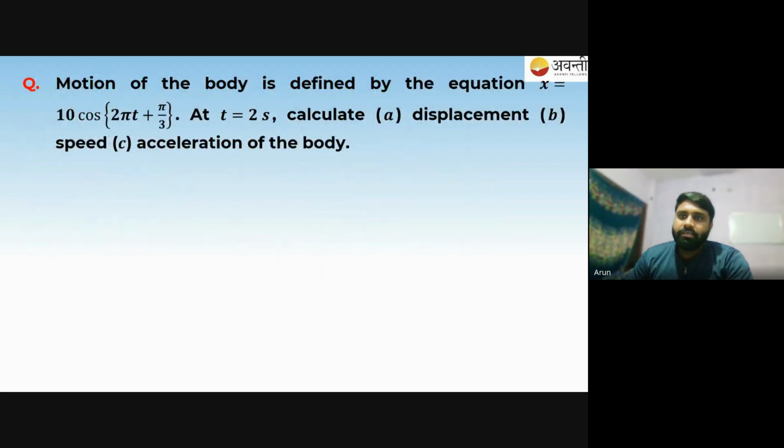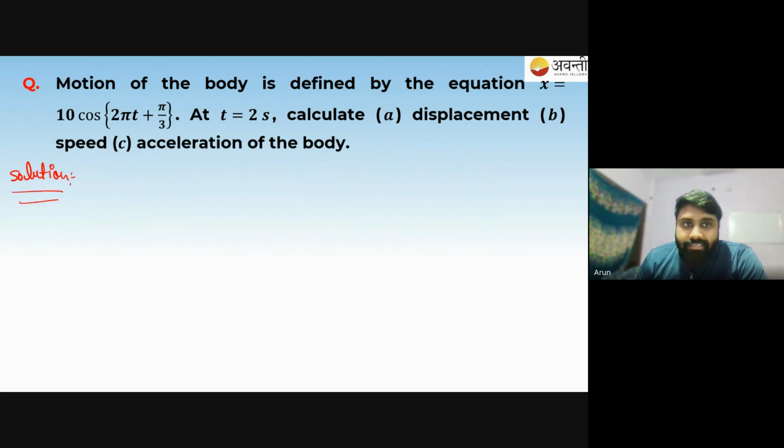Okay, now based on this discussion, we have a question here. The motion of a body is defined by the equation x equals 10 cos(2 pi t plus pi by 3). So at t equals 2 seconds, calculate the displacement, speed, and acceleration of the body. So very simple, try to solve it. I am also solving it down.